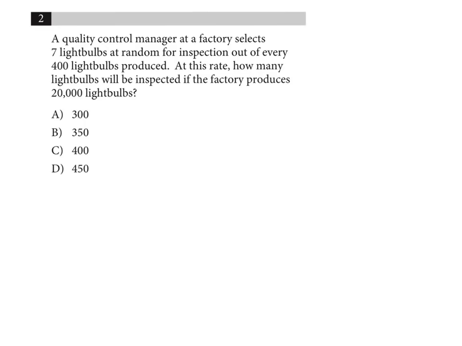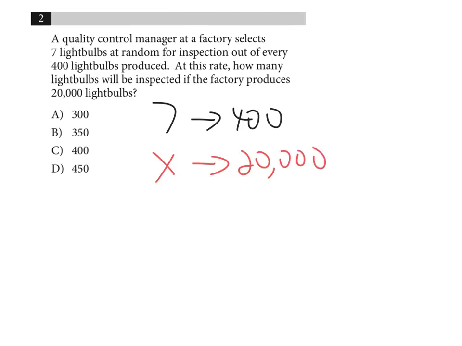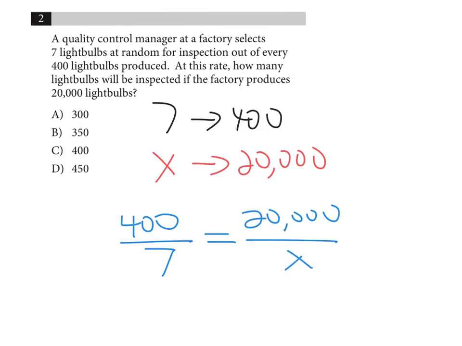Number 2. A quality control manager at a factory selects 7 light bulbs at random for inspection out of every 400 light bulbs produced. At this rate, how many light bulbs would be inspected if the factory produces 20,000 light bulbs? What we're going to do here is set up a proportion. If there's 400 light bulbs, 7 are inspected. That's going to be equal to if there's 20,000 light bulbs, how many would be inspected?